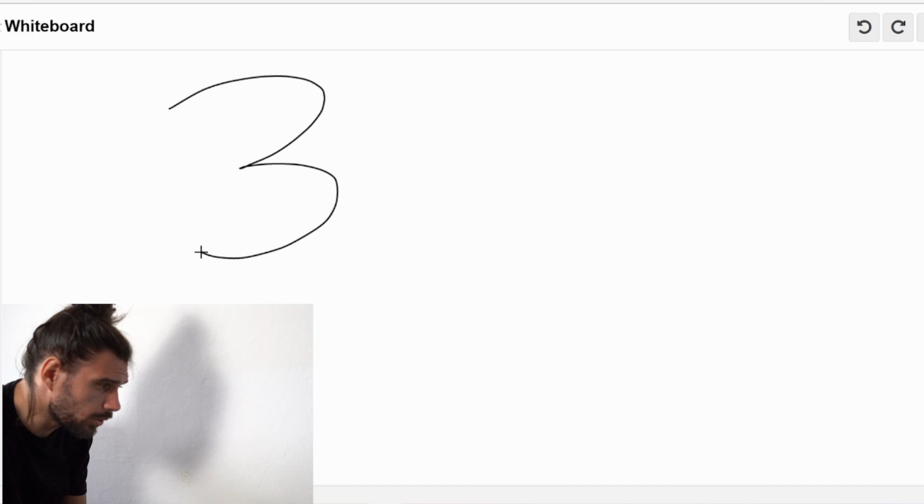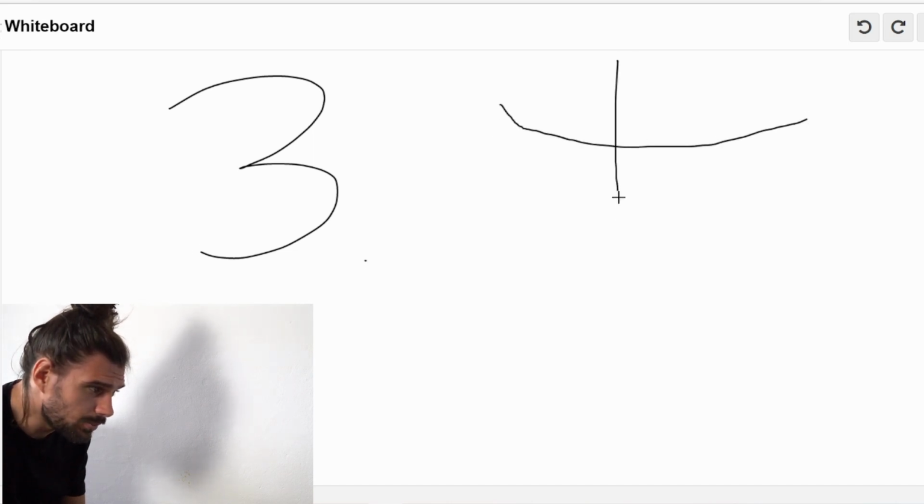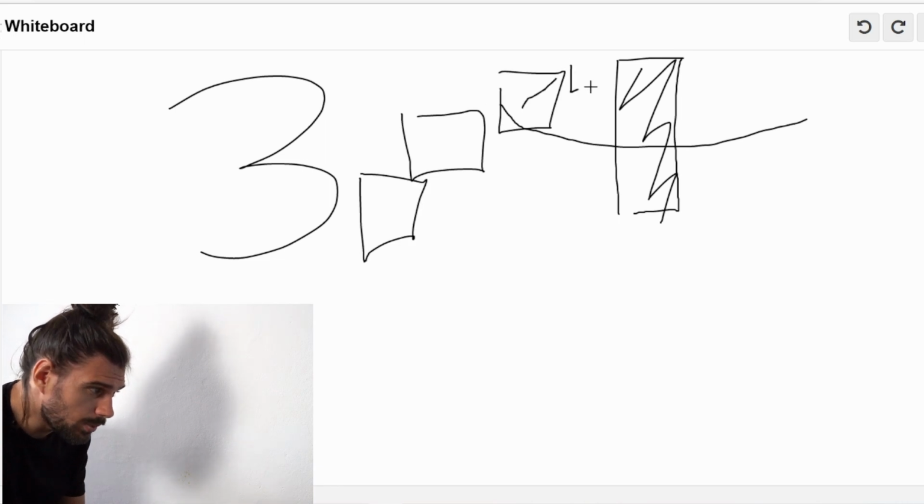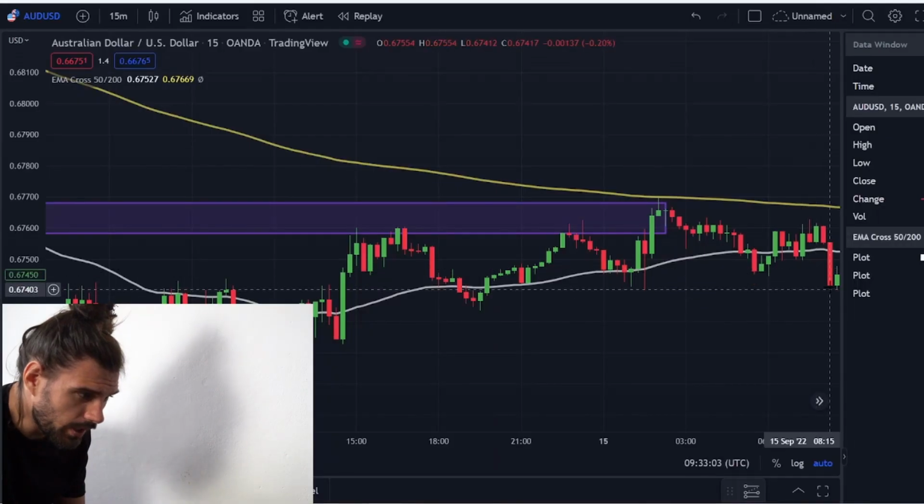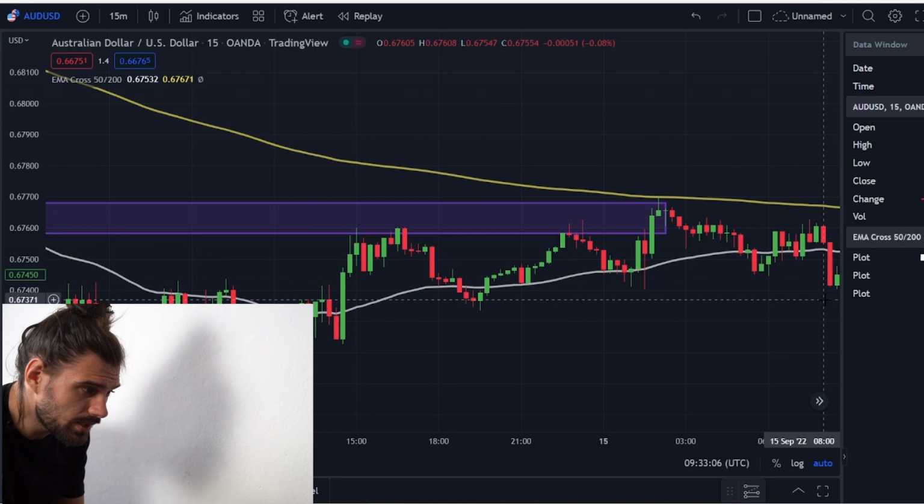So for the third rule, I want a fully closed engulfing candlestick breaking the 50 EMA. So I want the candlestick to be pretty big and pretty bearish. I want the candlestick to engulf a couple of previous candlesticks that pushed to the upside and then a big huge bearish candlestick. So now here we have our big red candlestick right here.